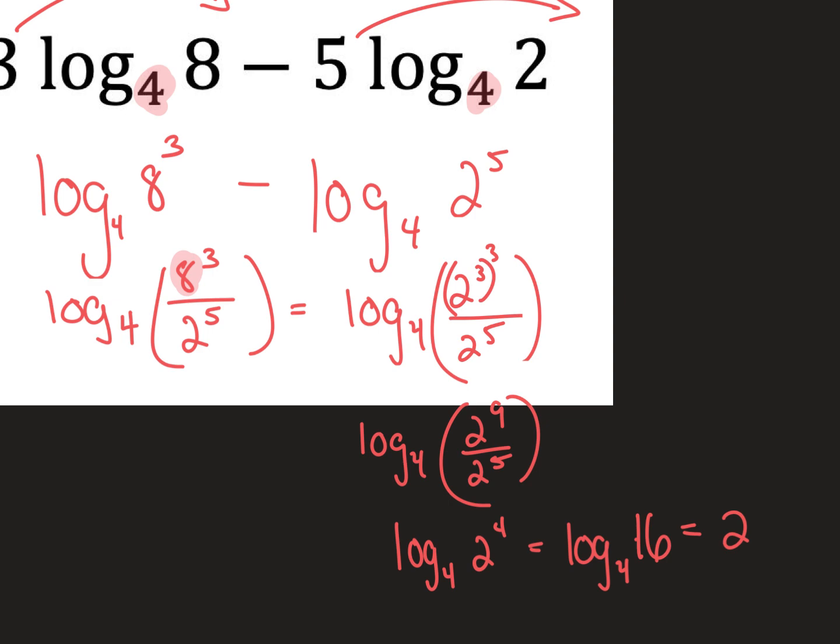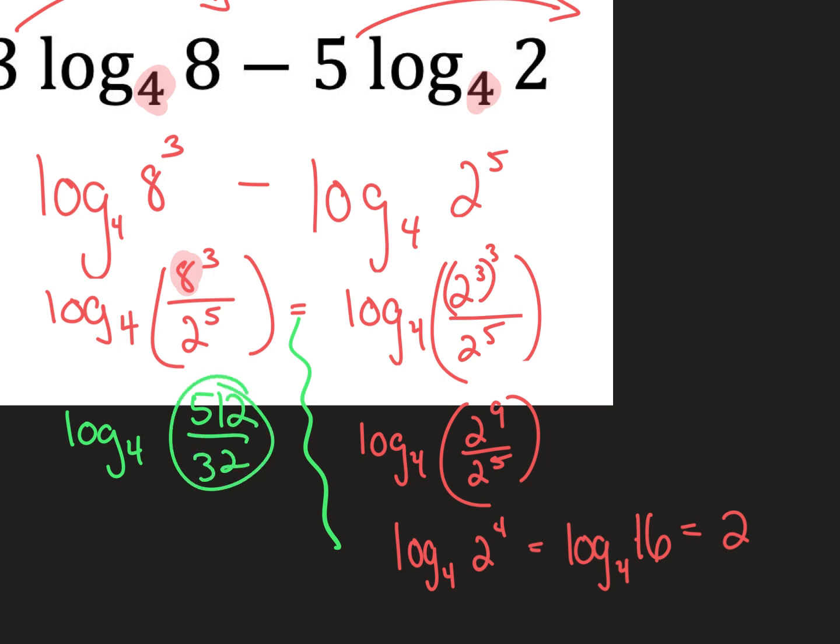Now, if your brain wouldn't have gone to make the 8 be a base of 2, you could have also just done log base 4 of 8 cubed is 512 over 2 to the 5th is 32, and then you could have reduced this. And that's going to end up getting you the same answer, because 512 divided by 32 is 16. So I think most of you would probably choose to go that route, and that's fine.